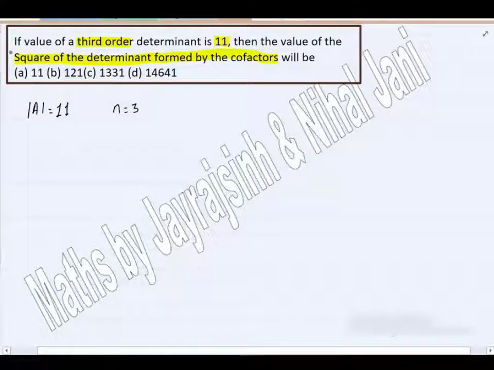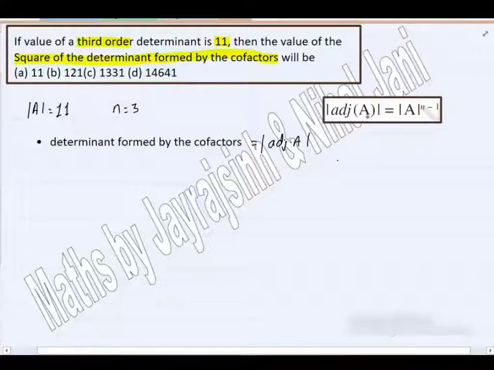Okay. So before we go for the square, first of all, we have to determine the determinant formed by the cofactors, and it's actually the determinant of adjoint of A. And we all know that determinant of adjoint of A is nothing but determinant whole raised to n minus 1.